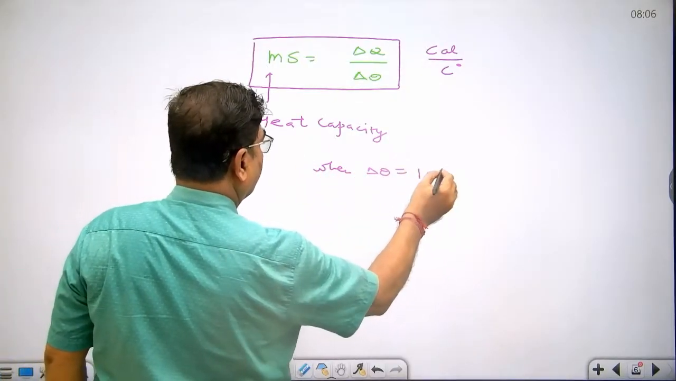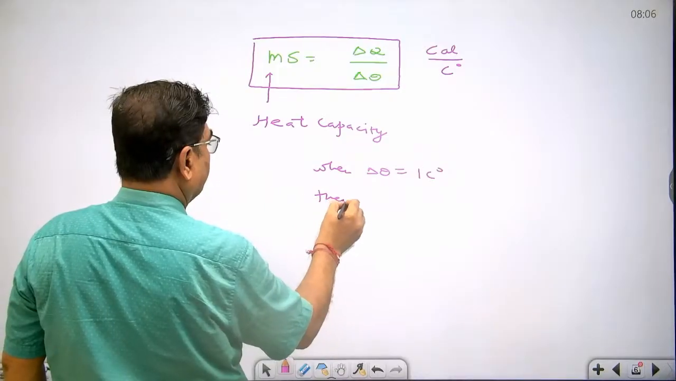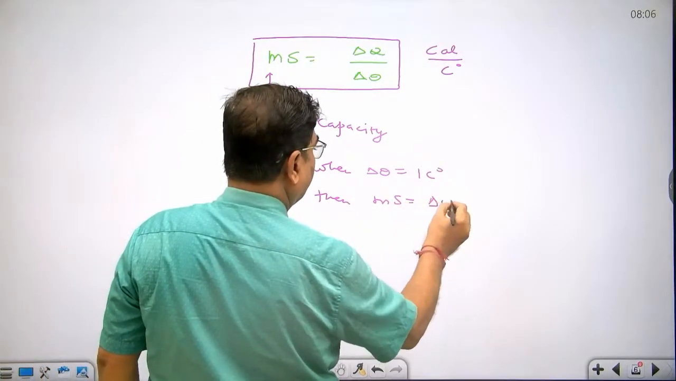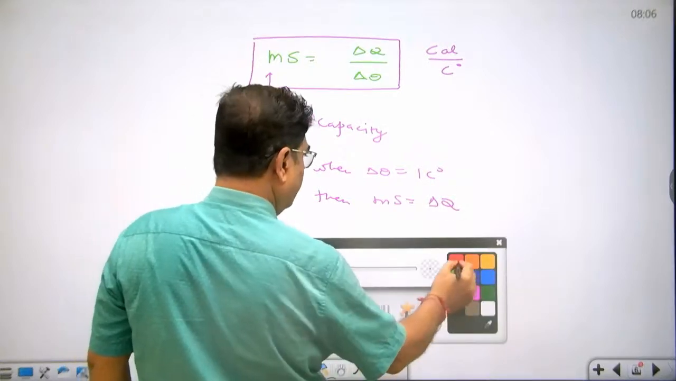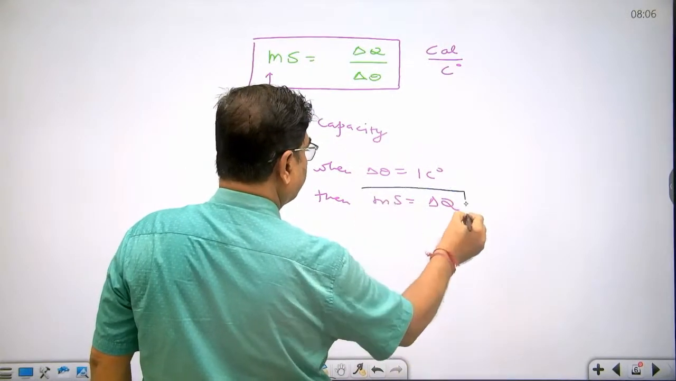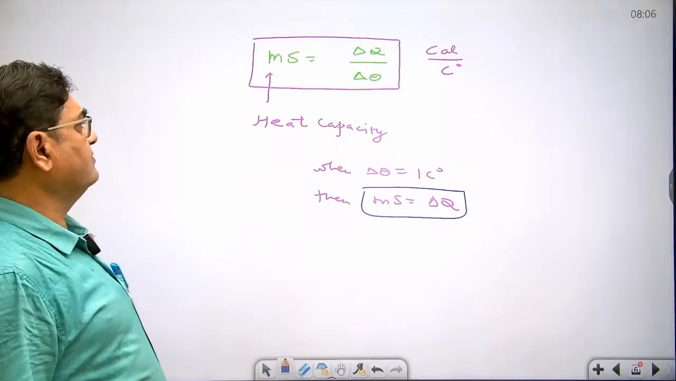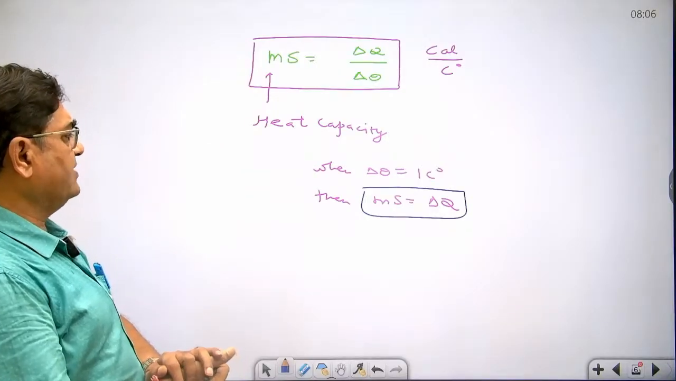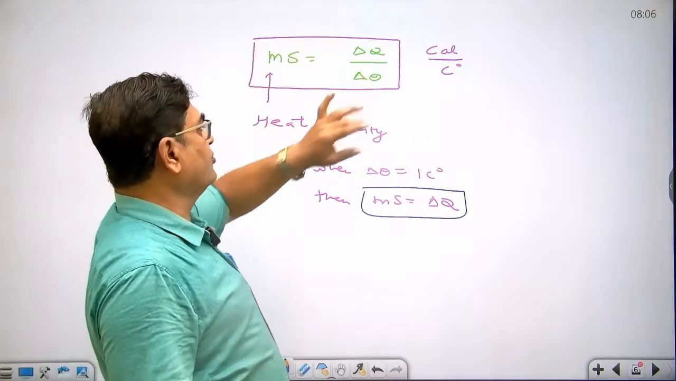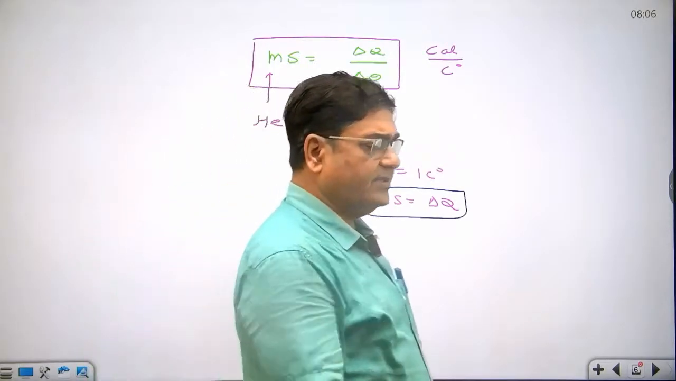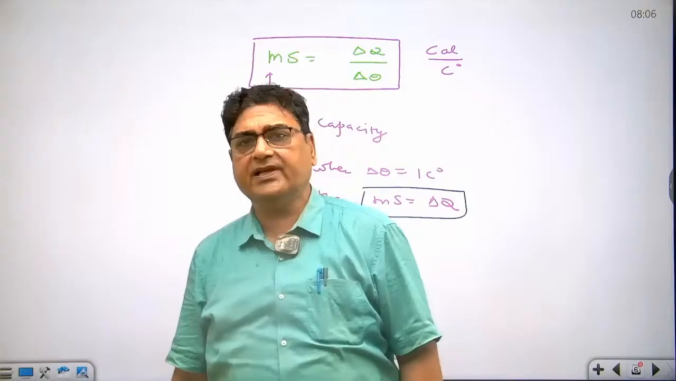When delta theta equal to 1 degree centigrade, then ms equal to delta Q. So heat capacity of a given substance can be defined as quantity of heat supplied to change the temperature by 1 degree centigrade. Okay, what is difference between specific heat and heat capacity?